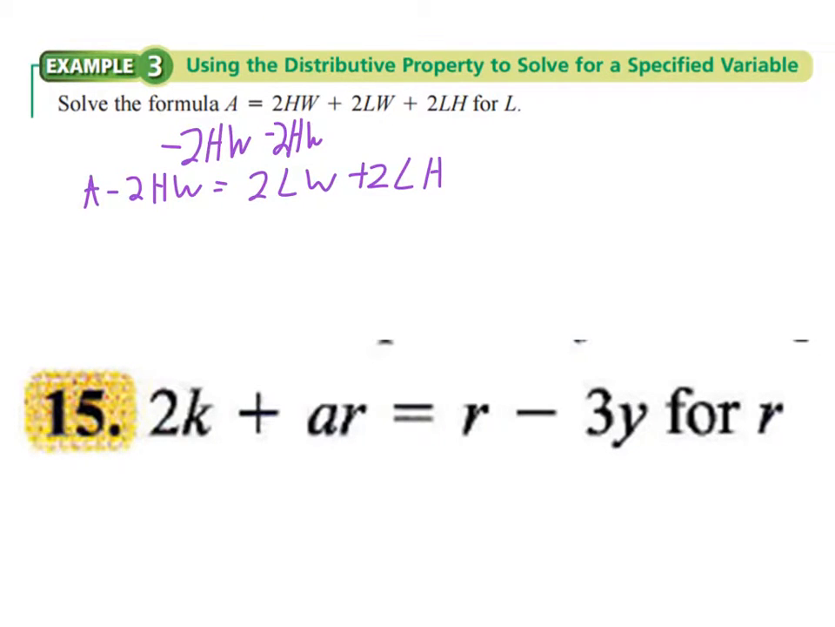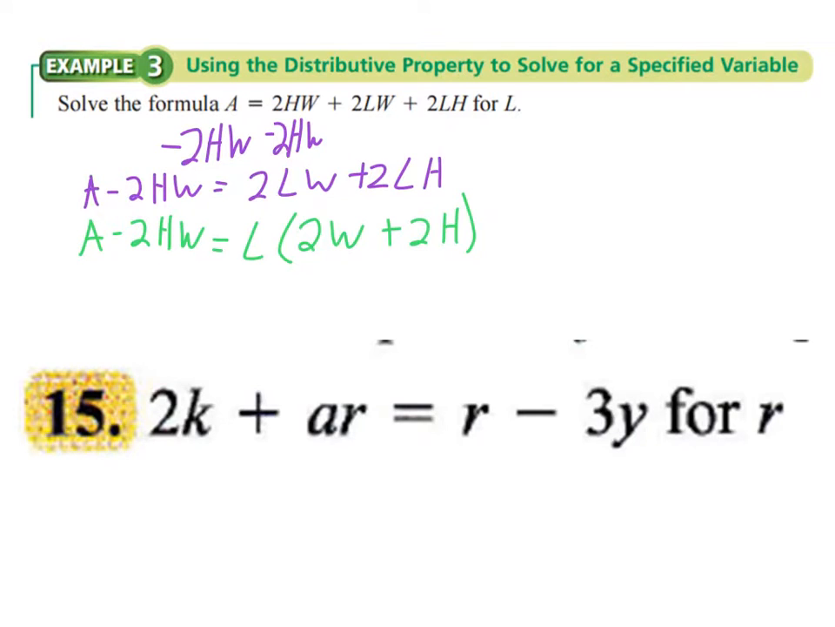Now it's very difficult to solve for L if there is more than one L in the equation. So what we can do, though, if there is an L in both of those terms, that means that L is a common factor there, so we can factor that L out. When we do, we're left with 2w plus 2h. And again, if you're thinking, why didn't we take the 2 out? The reason we did not do that is because we are not trying to solve for the 2, we're trying to solve for the L.